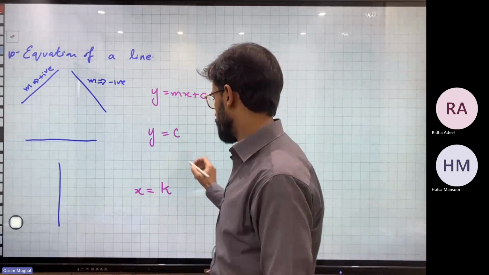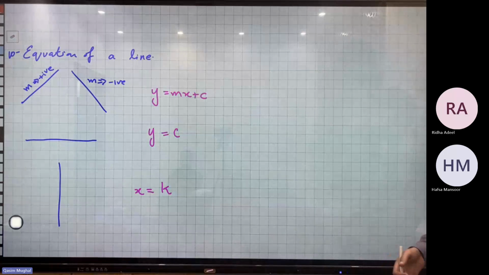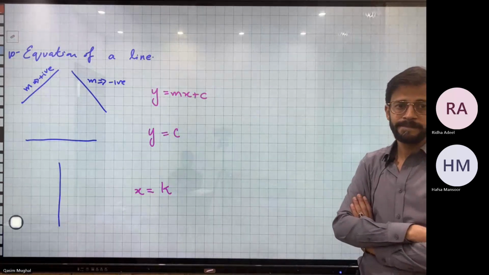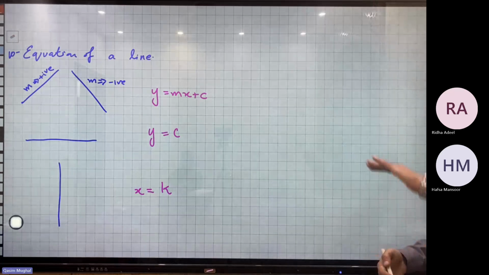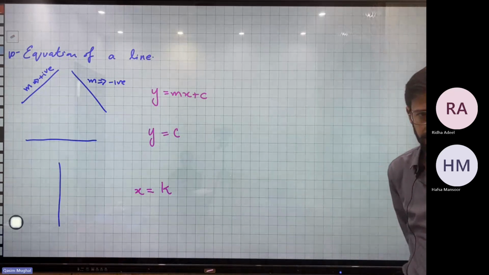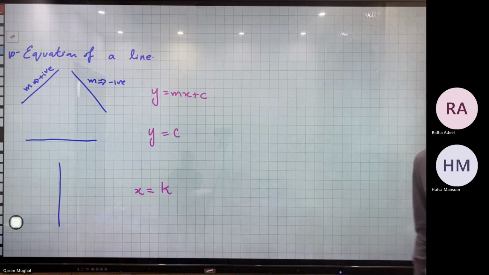What will be the equation of the y-axis? Y-axis is also vertical. Where does it cut the x-axis? Y-axis itself. Y-axis itself, where does it cut the x-axis? Think, at what place is it cutting on x?